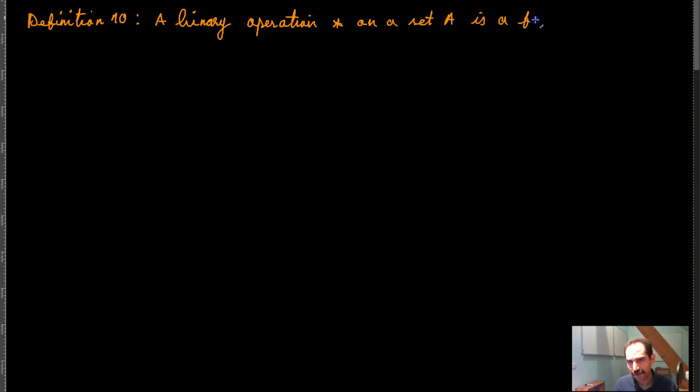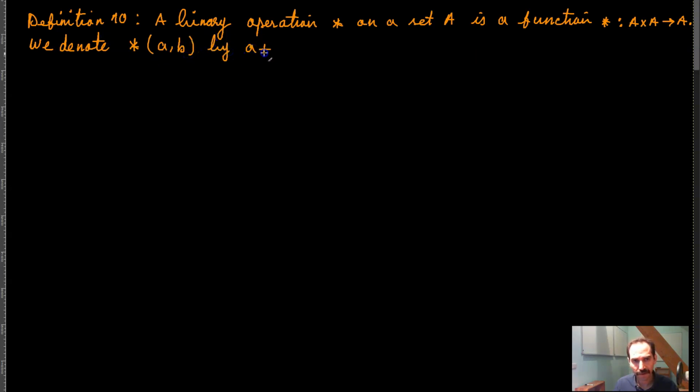Definition number 10, which was a binary operation star on a set A, is a function star from A times A, the Cartesian product of A with A, to A, and we denote the star of a comma b by a star b. So that was definition number 10.